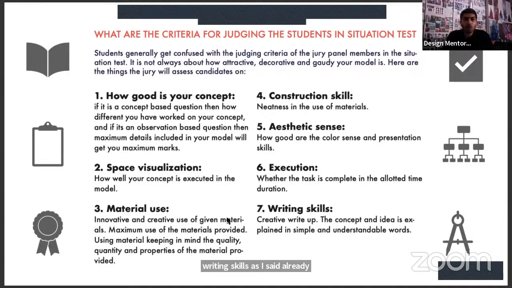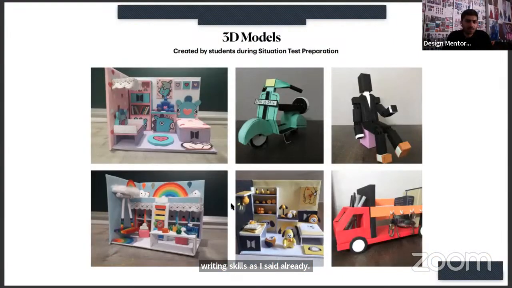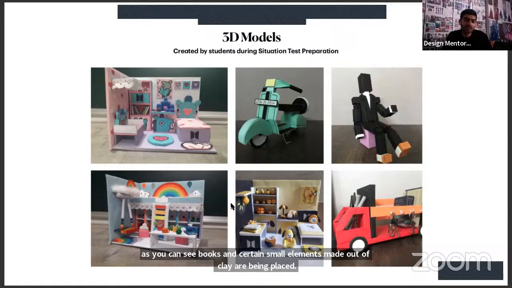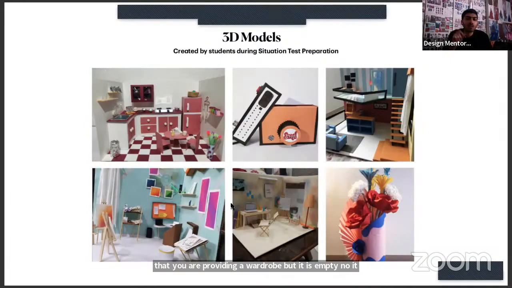A few 3D models students made here in the last few years can be seen here. A scooter, a kind of space, and as you can see, books and certain small elements made out of clay are placed. So it should not be limited to just furniture functionality, where you provide a wardrobe but it is empty. No, it won't work. You have to fill out those details. What makes it a wardrobe? Because you are not going to write there, okay, this is a wardrobe. You will have to make it feel like a wardrobe.